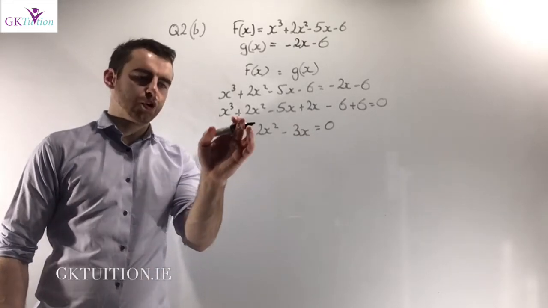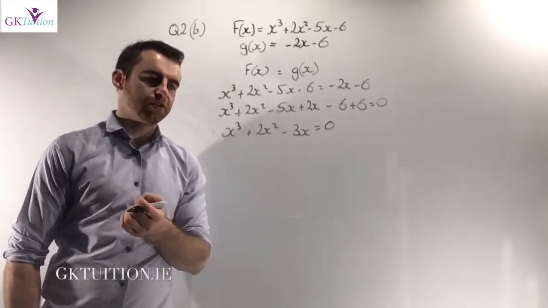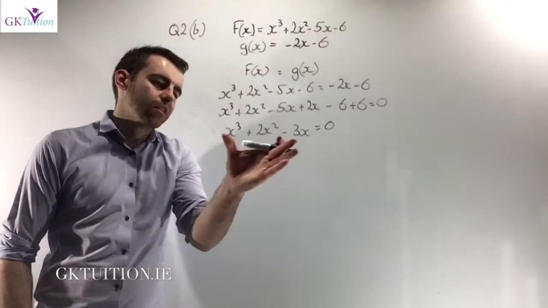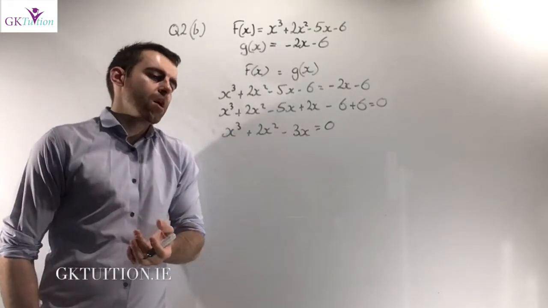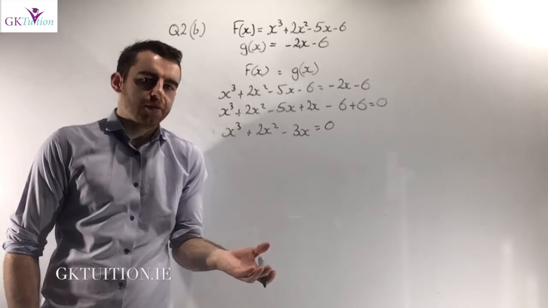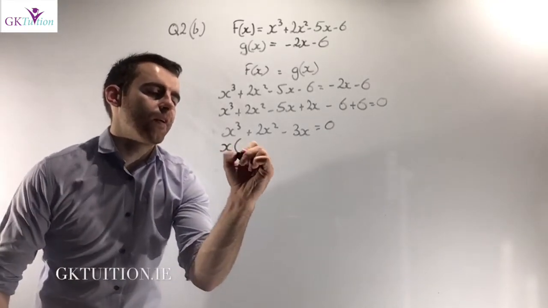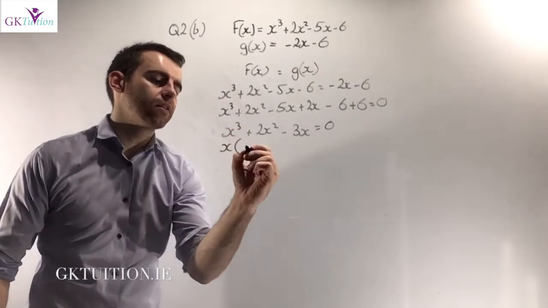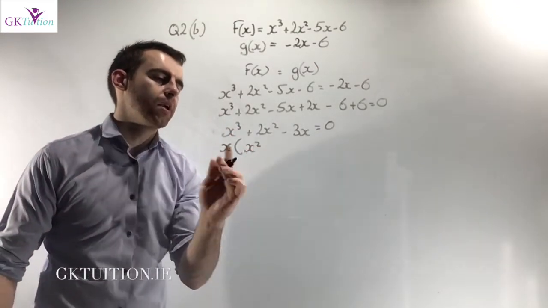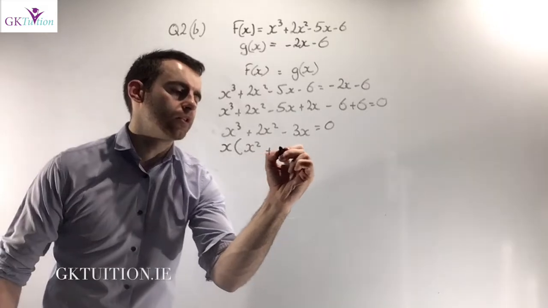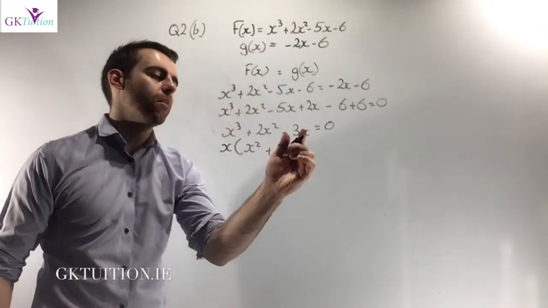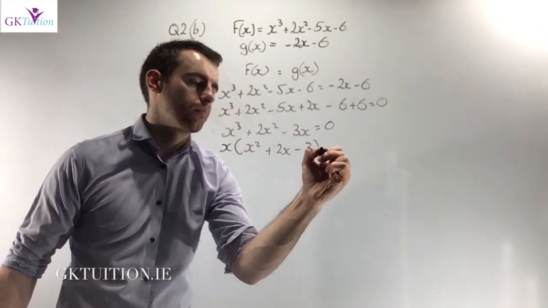This is an x cubed, which clearly means there's going to be 3 answers. But we've never really dealt with factorizing something like this. You should notice here that there's a common term. What I can do is I can just factorize out x. If I factorize out x, x into the first term is x squared. X into 2x squared is just 2x, and x into minus 3x is just minus 3.